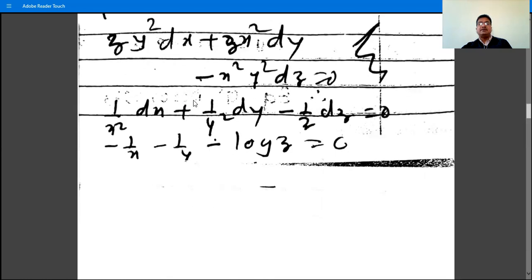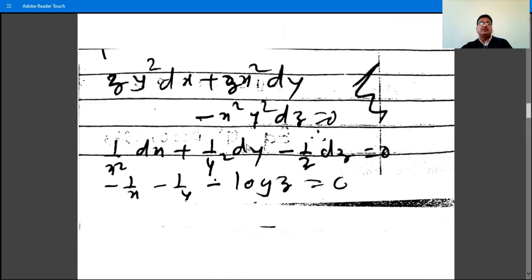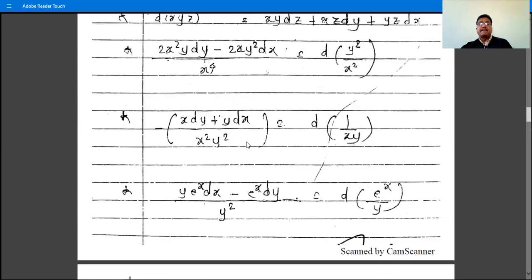Actually it is three variables separable. All the three variables are separated, so integrating. So 1 by x square integration is minus 1 by x, 1 by y square integration minus 1 by y, minus 1 by z integration log z is equal to constant is the answer of this problem. So all these are the problems of this type.